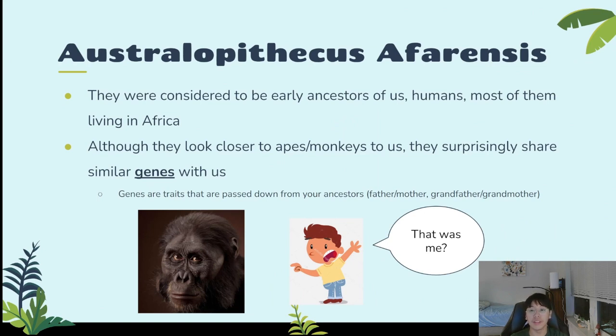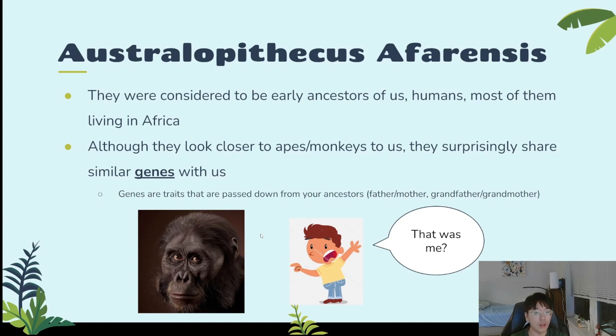So Australopithecus afarensis were considered to be the early ancestors of us humans, and most of them lived in Africa. Ancestors are people who came before us. Like our parents are our ancestors, our grandparents are our ancestors. But a long, long time ago, scientists believed that these apes and monkeys were our ancestors. Although they look closer to apes and monkeys, they surprisingly share similar genes with us.